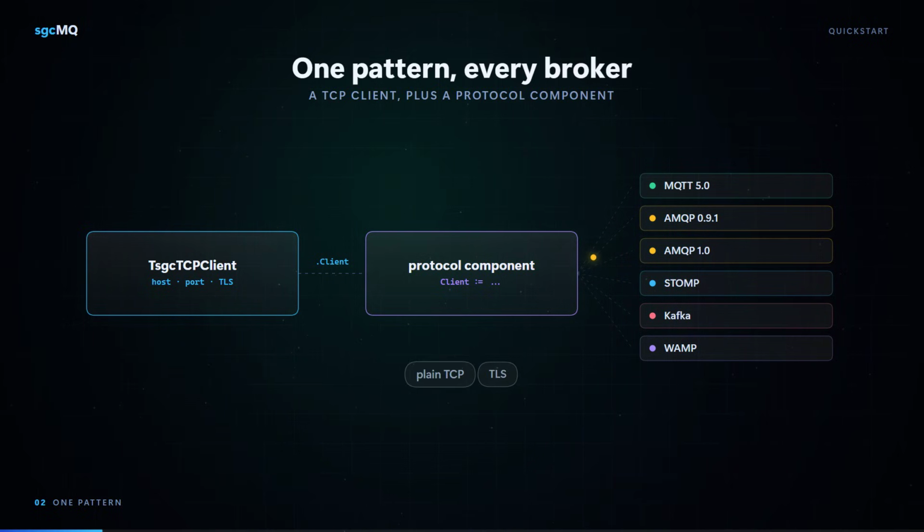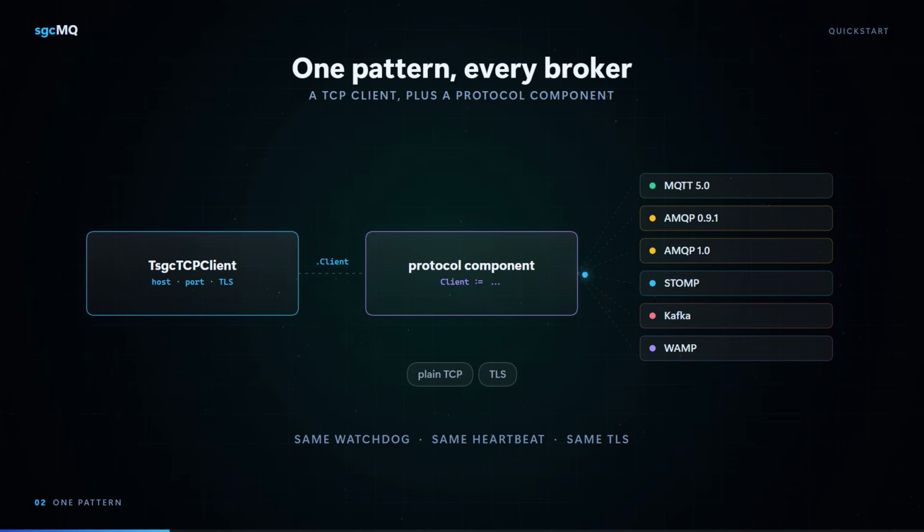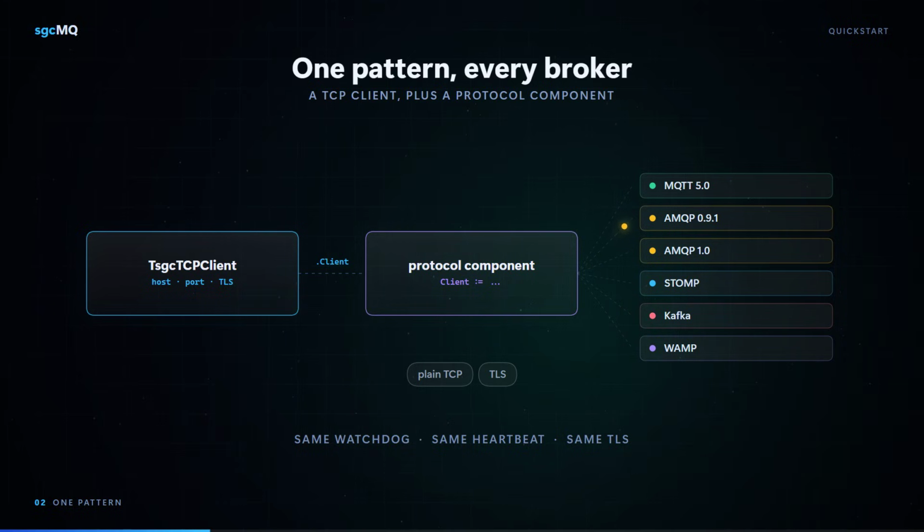You create a TCP client, which owns the socket, the host and the port, and then you attach a protocol component to it through the client property. The protocol speaks MQTT, AMQP, STOMP, Kafka or WAMP, and the connection underneath is plain TCP or TLS.